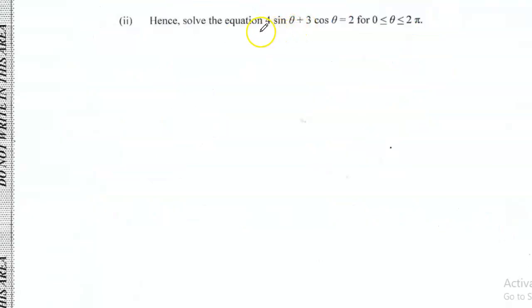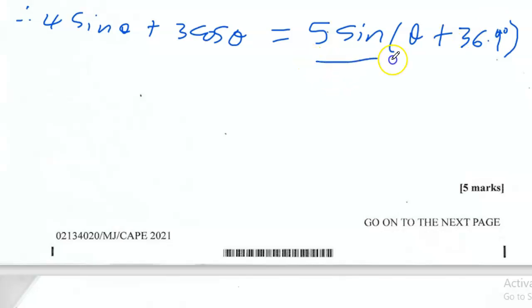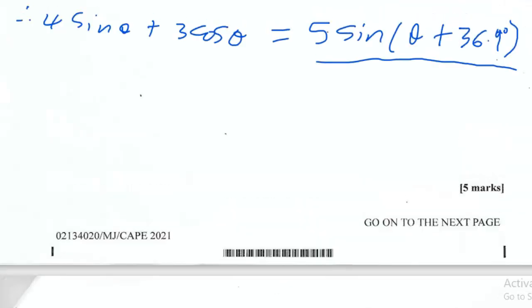Next, we're asked to solve this equation for theta between 0 and 360 degrees. Remember, 360 degrees is equivalent to 2 pi radians. So 4 sine theta plus 3 cos theta. Remember, we just found out, and double check, we just proved this was equal to 5 sine theta plus 36.9. So we can just replace it with 5 sine theta plus 36.9.